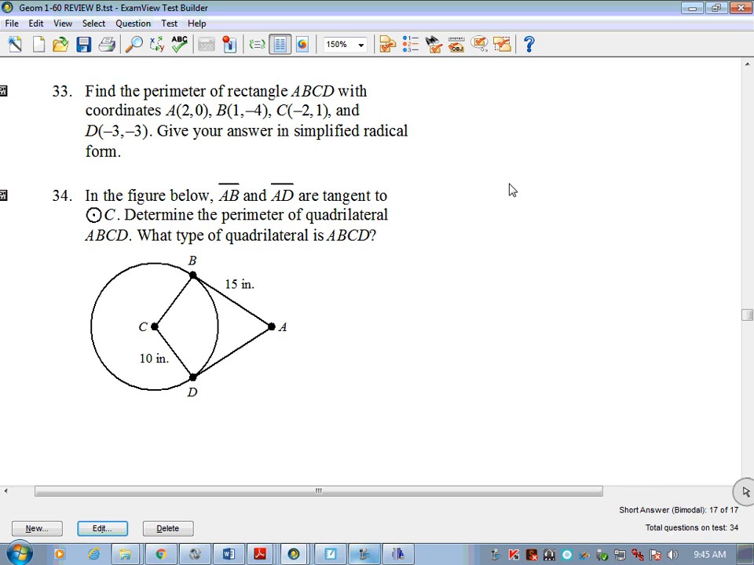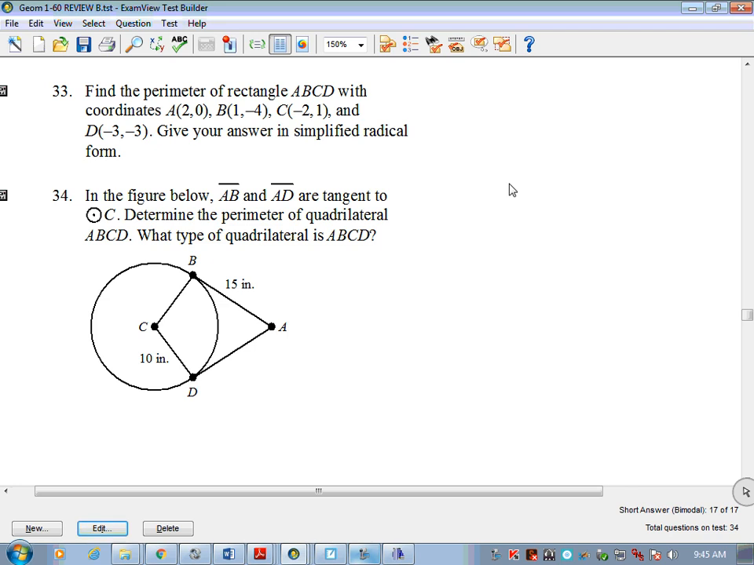33, last couple questions. Find the perimeter of rectangle ABCD with coordinates (2, 0), (1, -4), (-2, 1), and (-3, -3). Give your answer in simplified radical form. Here you're going to use coordinate paper to figure this out. I'm just going to give you your answer here, and if you work this out and you struggle with it, I can tell you that your answer is 4 radical 17. It comes from lesson 57, finding perimeter and area with coordinates.